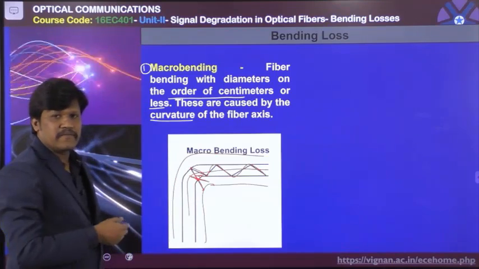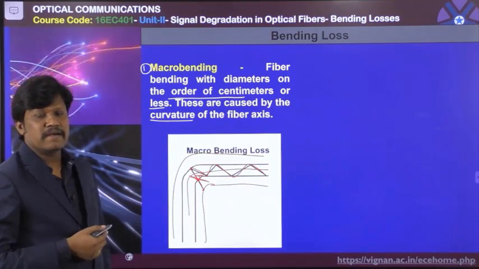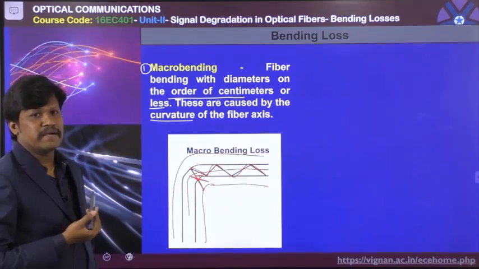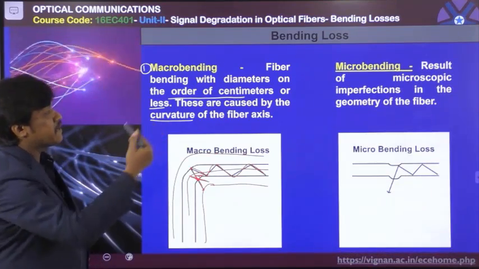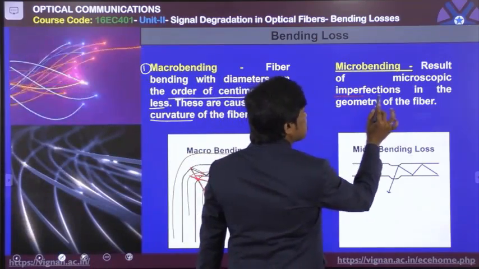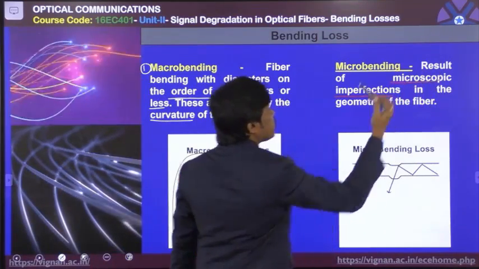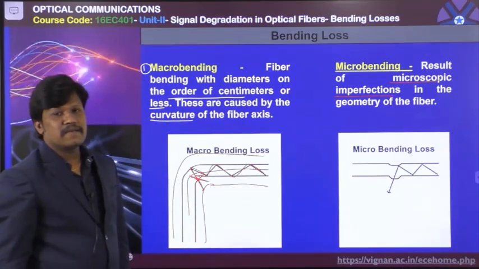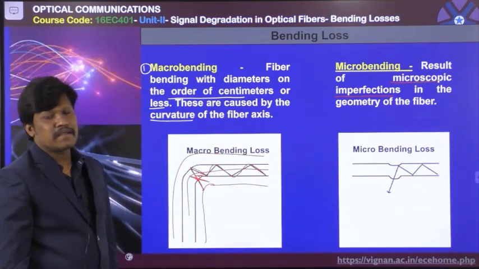Light will get refracted into the cladding medium. So the next one is micro bending. It is a result of microscopic imperfections in the geometry of the optical fiber cable.